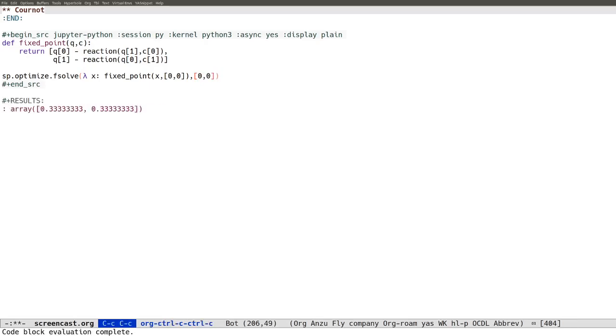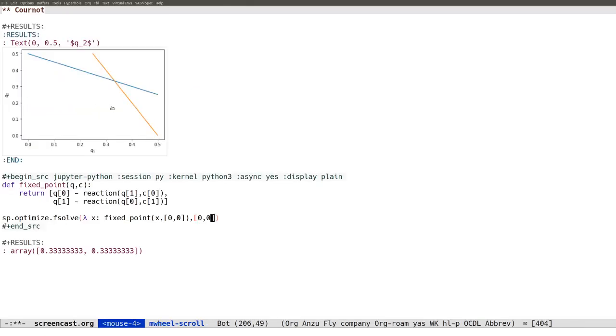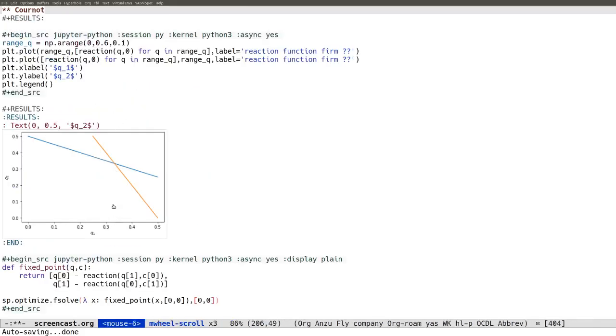And when we calculate this equilibrium, so we solve for this fixed point to be equal to 0, it happens at 1/3, 1/3, and if you look here, that seems indeed right, that this intersection point is exactly at 1/3, 1/3.